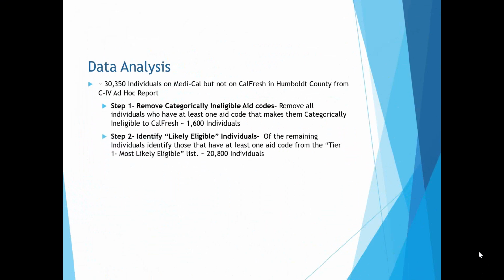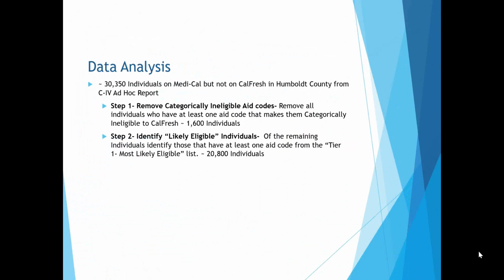Then we went on to the next step, which was identifying our likely eligible individuals. We really focused on that tier 1, under 138%. After we removed all of our ineligible individuals, we then did a count and said, hey, how many do we have that are in a likely eligible aid code?